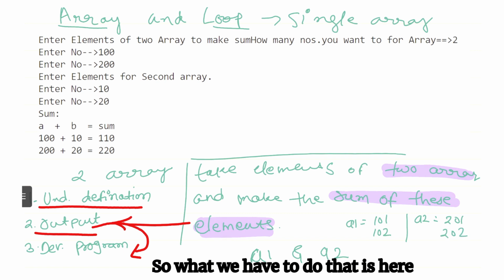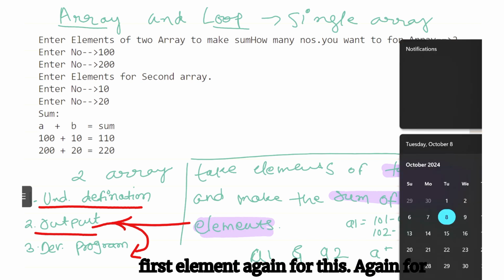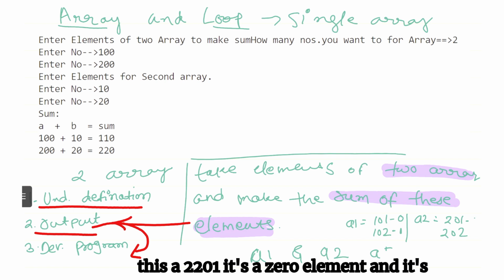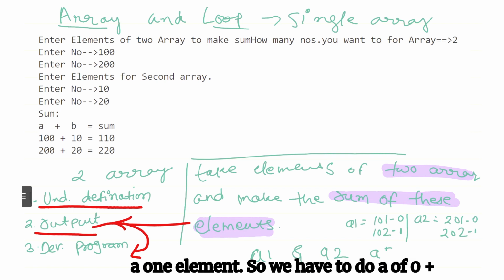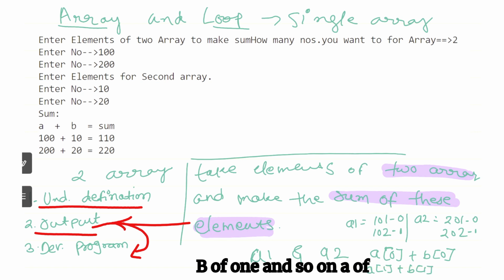So what we have to do, here 101 is the 0th element, 102 is the first element. Again for A2, 201 is the 0th element and 202 is the first element. So we have to do A of 0 plus B of 0, A of 1 plus B of 1, and so on, A of 2 plus B of 2.